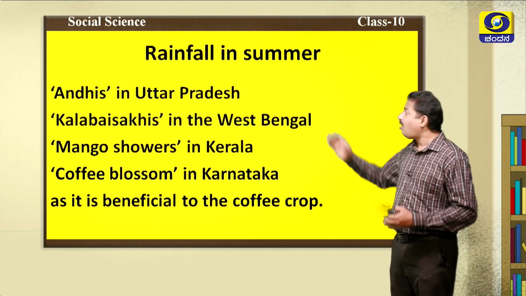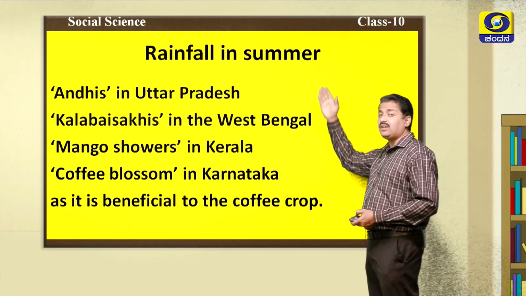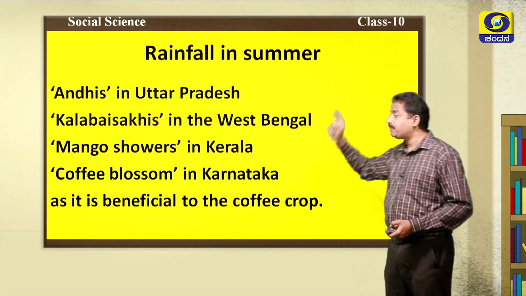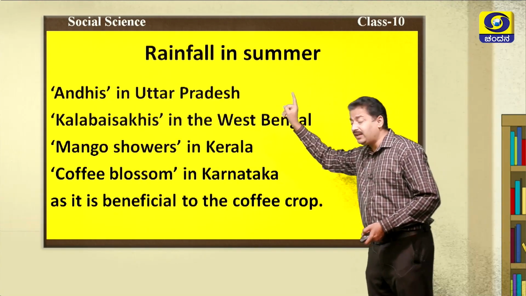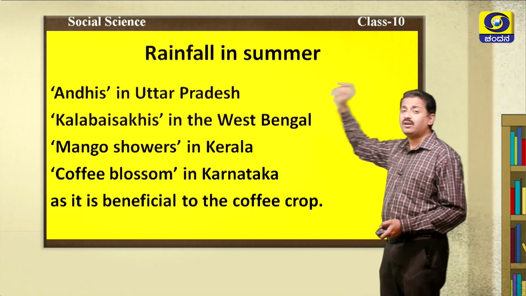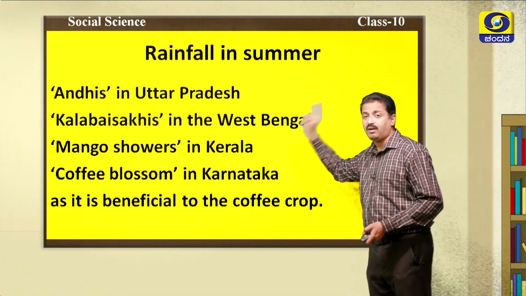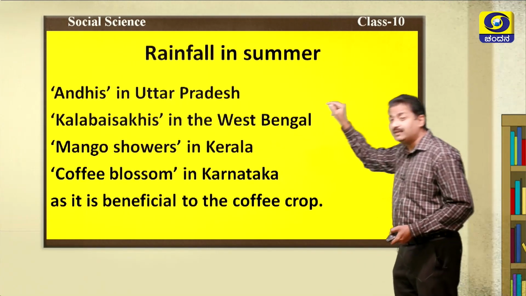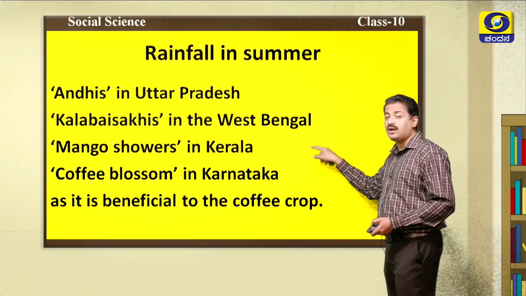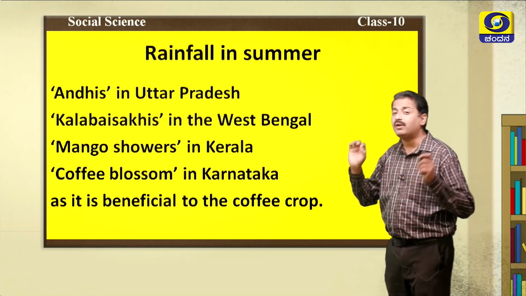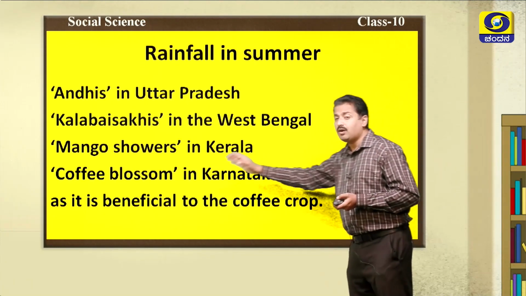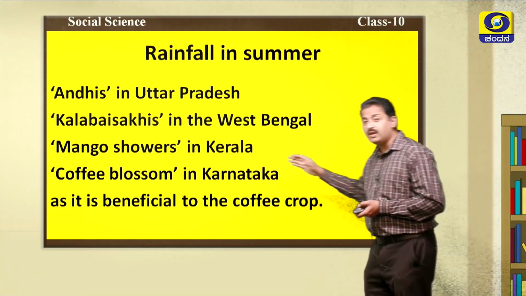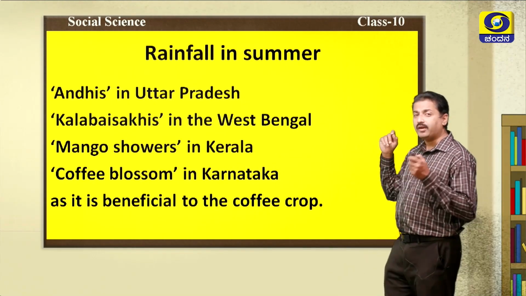First of all, on this is the name given to convectional rainfall in Uttar Pradesh. Kala Baisakhi, it is the name given to convectional rainfall in West Bengal. Likewise, mango showers, it is the name given to the convectional rainfall in Kerala, that is in the month of April and May. Likewise, coffee blossom, it is the name given to convectional rainfall in Karnataka, right.